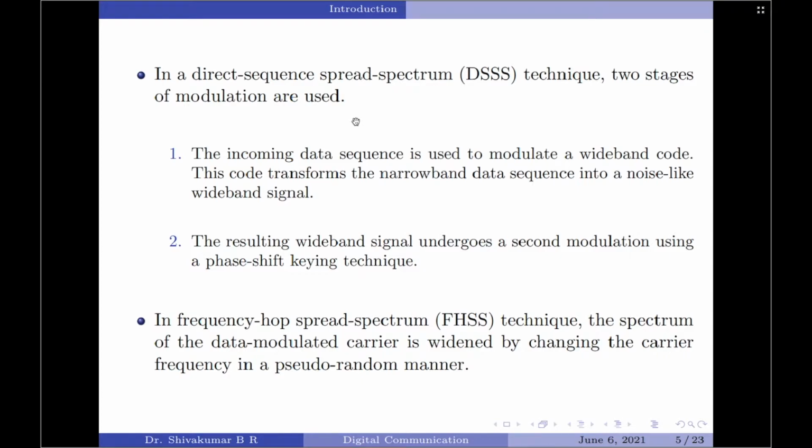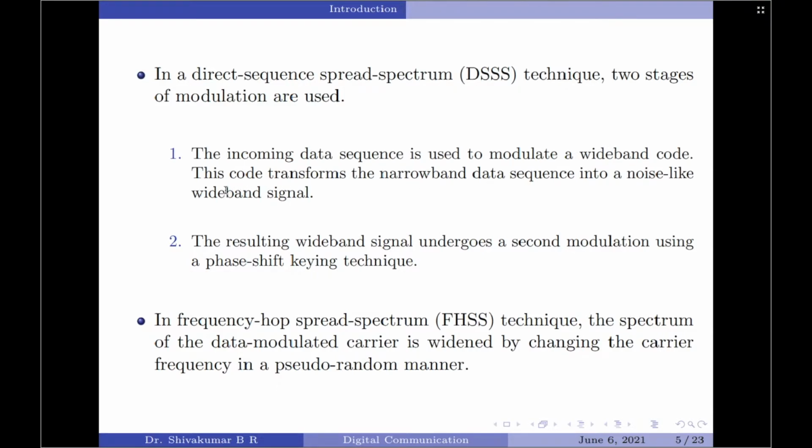Let us now talk briefly about what is direct sequence spread spectrum and frequency hop spread spectrum. I'll start with the direct sequence first. In a direct sequence spread spectrum, 2 stages of modulation are used. In the first stage, the incoming data sequence is used to modulate a wideband code. Please note, the incoming data sequence is the information signal. The wideband code usually will be the PN sequence.